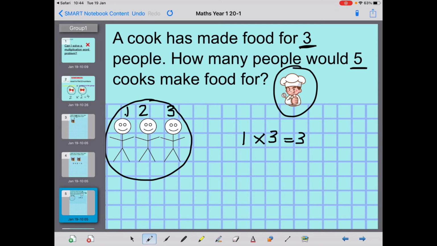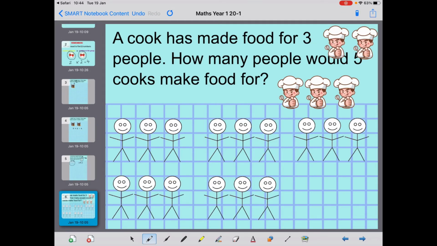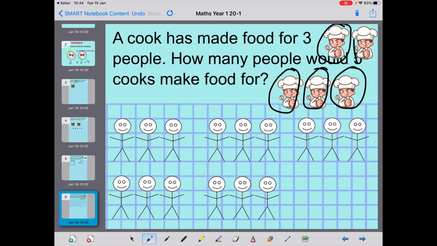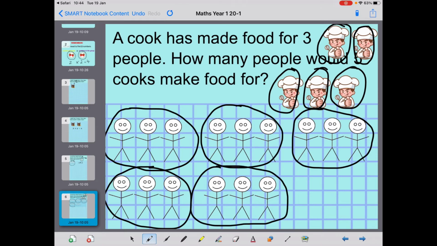But we want to know what it would be for 5 cooks. So what are we going to have to do? We're going to have to get some more cooks and some more people. So we've got our 1, 2, 3, 4, 5 cooks. And we have our 1, 2, 3, 4, 5 groups of 3 people.